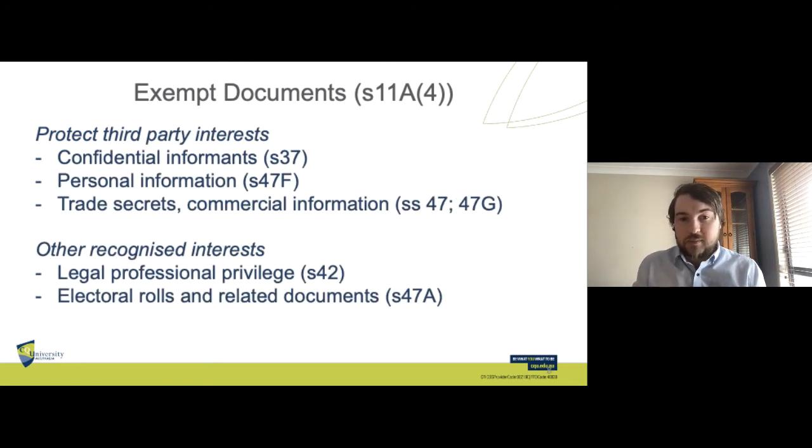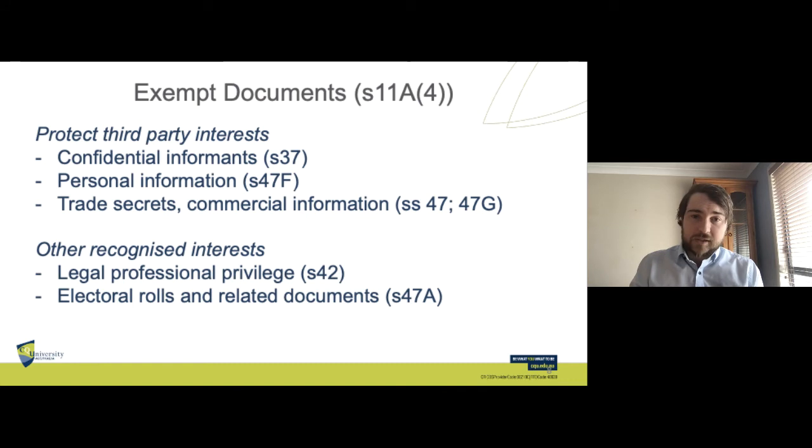Other kinds of exempt documents are to protect third-party interests. So, for example, people's personal information, protecting confidential informants, and also things like trade secrets or commercial information. Obviously, there's a strong benefit to keeping that a secret, and so those will also be exempt from a freedom of information request.